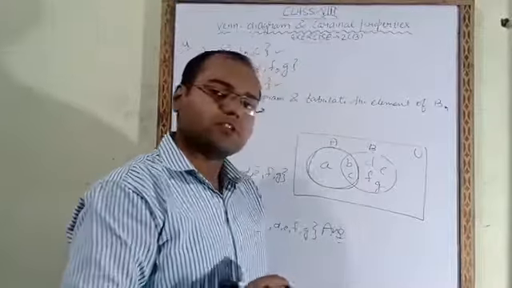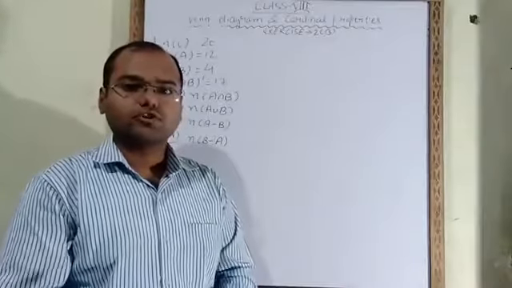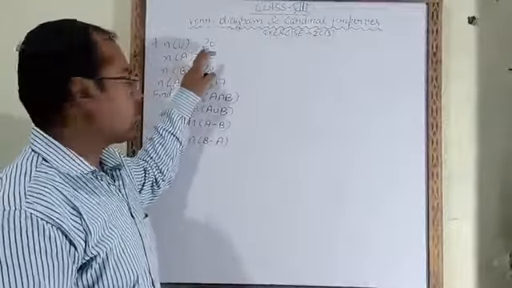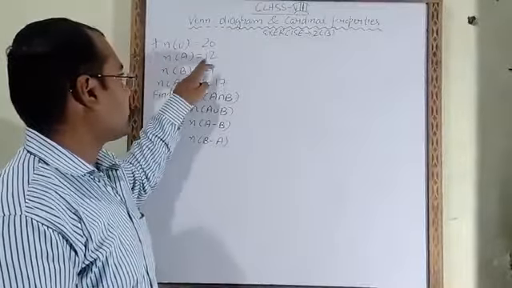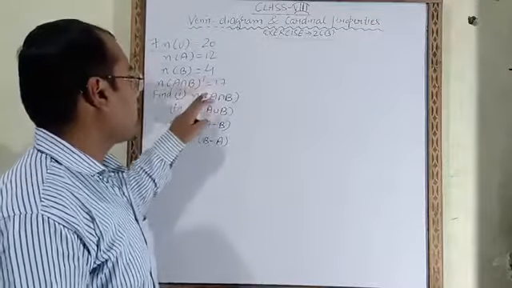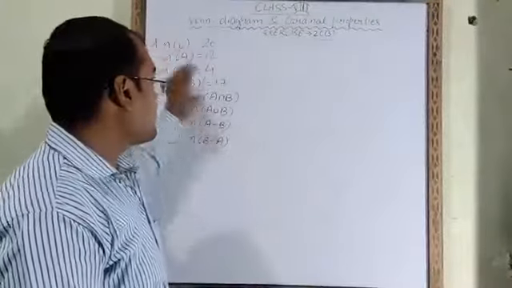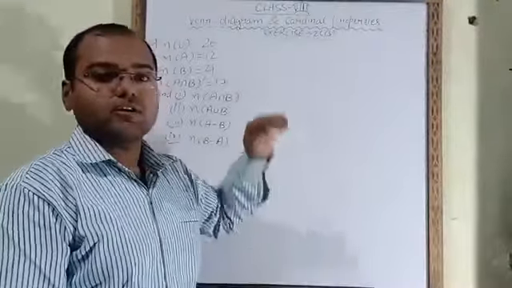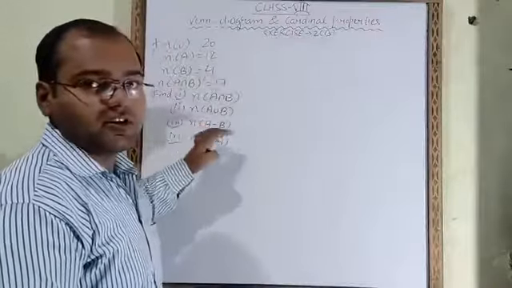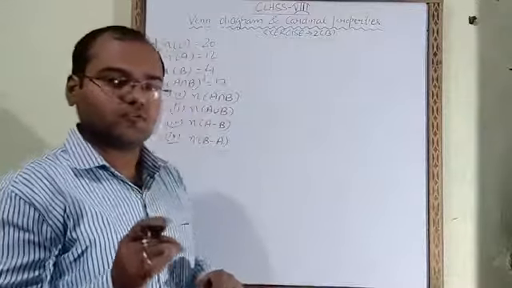Now see question number 7. Question number 7: n(U) is given as 20, n(A) is 12, n(B) is 4, and n(A intersection B complement) is given, and we have to find these 4 parts. So in this question, if you are observing, elements are not given. Here cardinal numbers are given. So in such questions you have to remember some formulas. You have to learn those formulas.